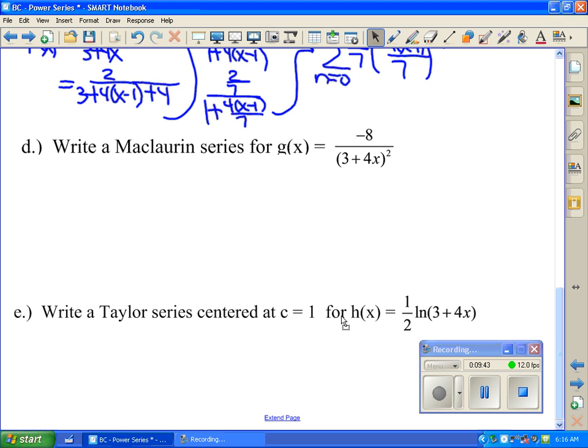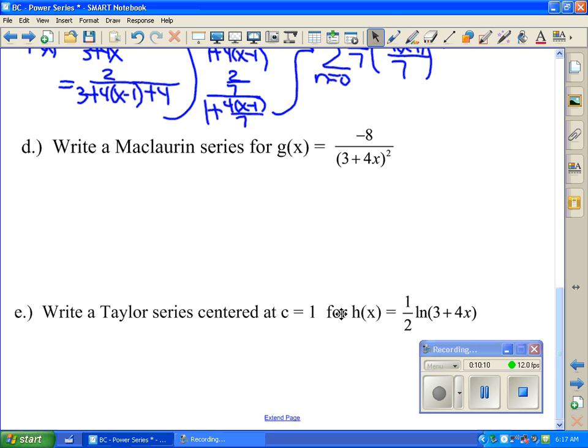The last two I'm going to look at are basically taking functions and manipulating them into an a over 1 minus r so that I can work with it. So notice in part D, I have g of x equals negative 8 over (3 plus 4x) quantity squared. The squared in the denominator should give you an indication that we're possibly looking at a derivative of an a over 1 minus r, because when you take something to the negative 1 power and take its derivative, you get something to the negative 2.